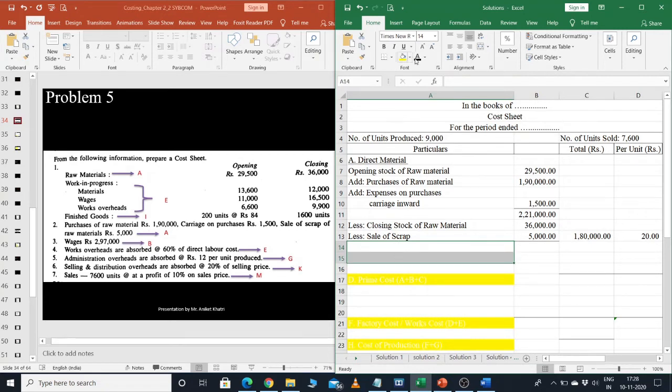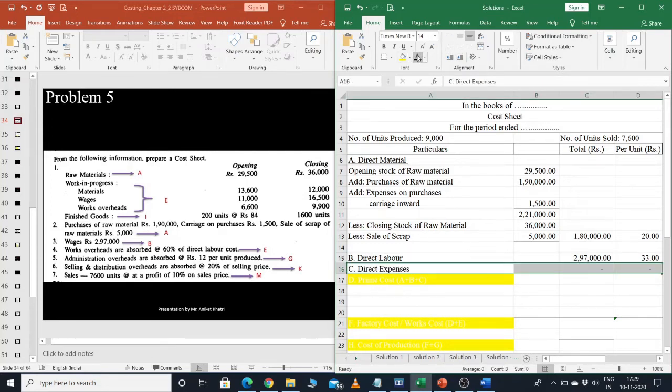We have finished that, right? Next is the direct labor. So here it is nothing but the wages mentioned, 2,97,000, per unit divided by 9,000, it is 33 rupees. Now regarding the direct expenses, here it is not mentioned, so I kept it blank, but I have written direct expenses because it is as per our format. Okay, so just do the total. It is 4,77,000 and per unit is 53. So this is our prime cost.